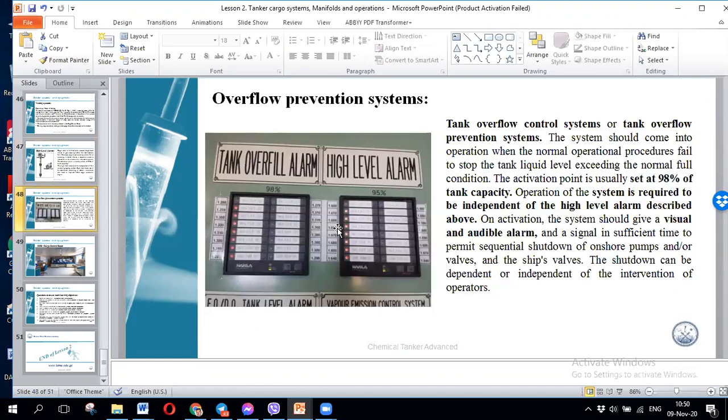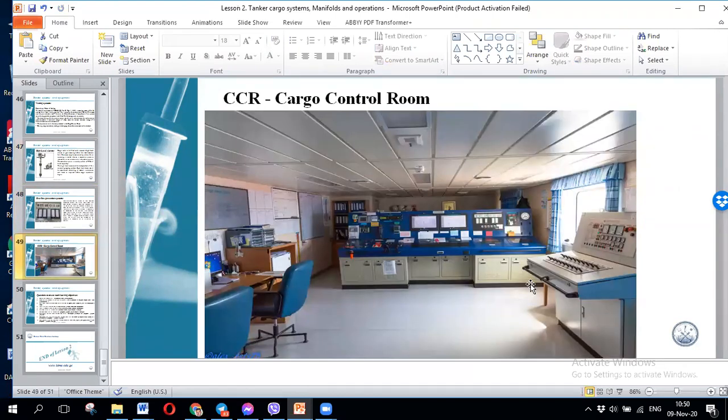And this one is the panel. You see the cargo lines, the lamps are lit here. That means cargo alarm overfill. That is a cargo control room from where you have to do any operation. Here is the Framo pump, all the controls. That is the cargo control room of one of my vessels.